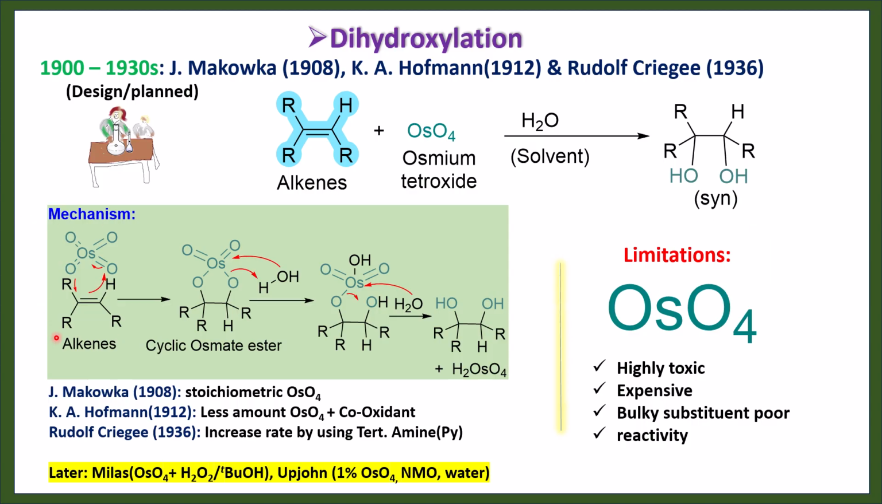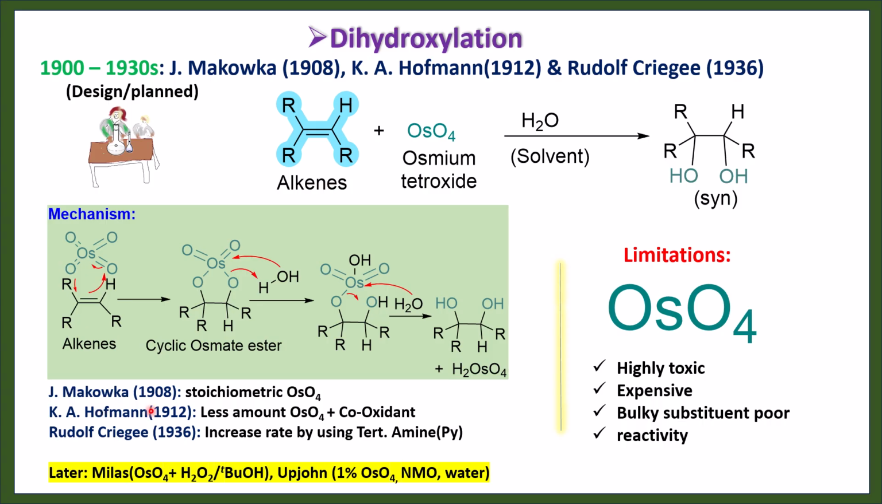The mechanism of this reaction: osmium tetroxide reacts with the alkene double bond and generates the cyclic osmium ester, and further hydroxylation of this osmium ester occurs. The osmium-oxygen cleavage happens, giving this alcohol, and the other reacting site also gives an alcohol in the same way. So the dihydroxylation product forms. And how did this development happen?